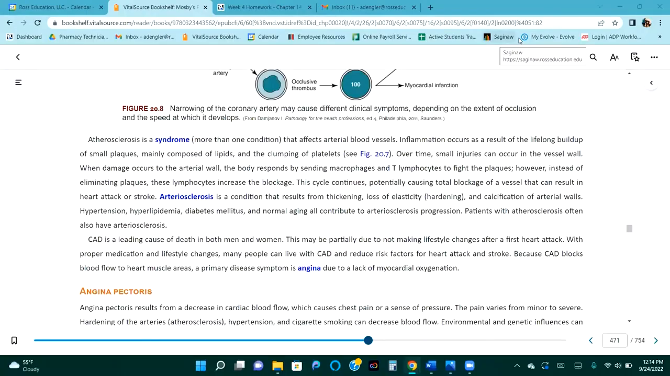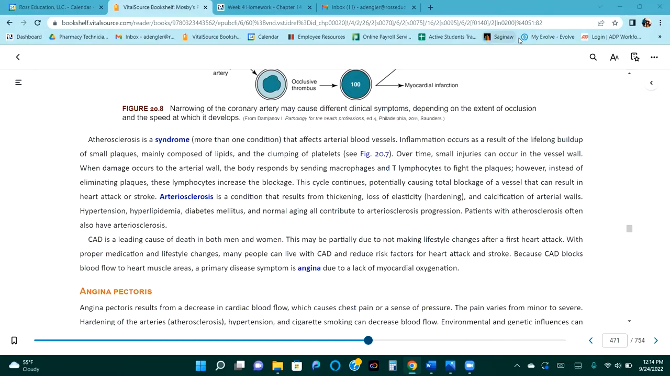Atherosclerosis is a syndrome, which is more than one condition, that affects arterial blood vessels. Inflammation occurs as a result of the lifelong buildup of small plaques, mainly composed of lipids and the clumping of platelets. Over time, small injuries can occur in the vessel wall.